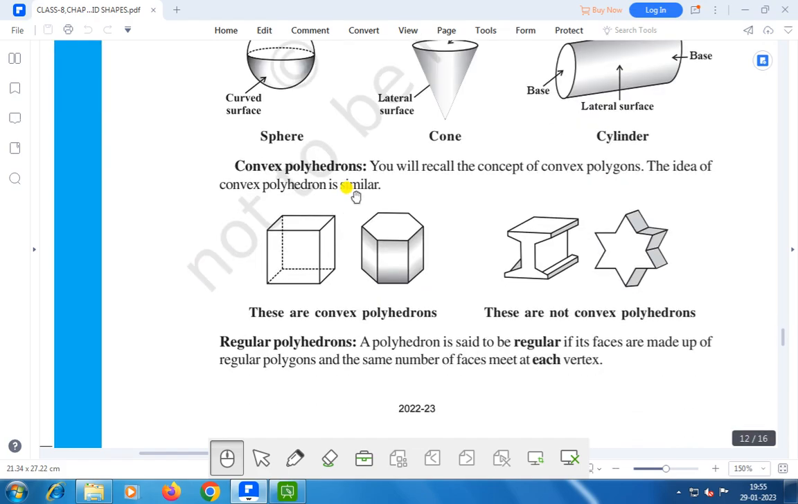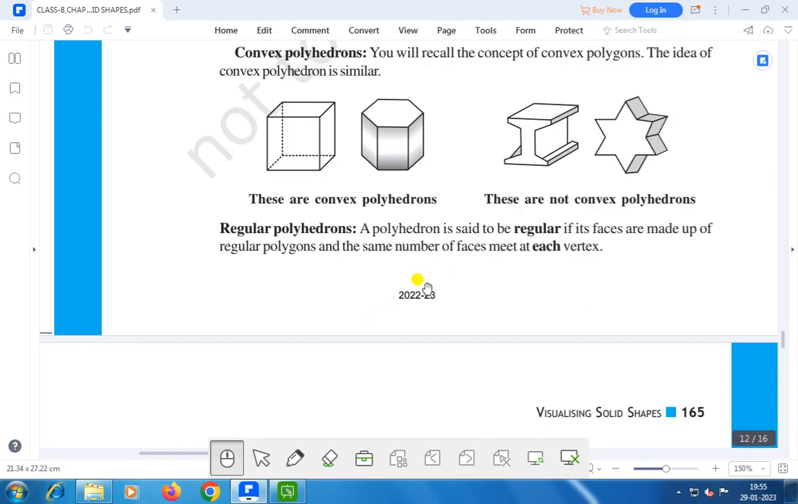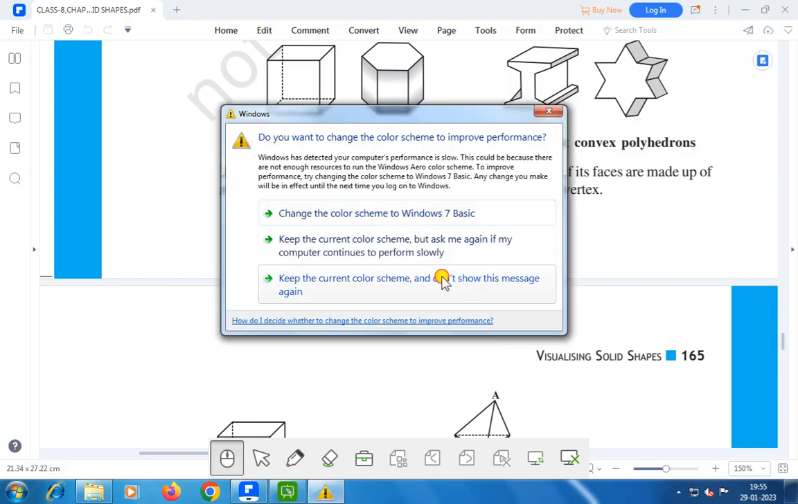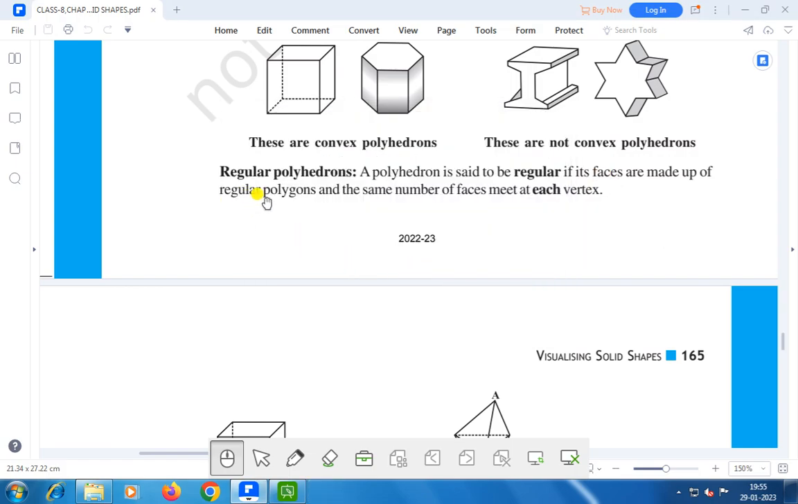Convex polyhedrons. You will recall the concept of convex polygons. The idea of a convex polyhedron is similar. These are convex polyhedrons, but these are not convex polyhedrons. Regular polyhedrons. A polyhedron is said to be regular if its faces are made up of regular polygons and the same number of faces meet at each vertex.